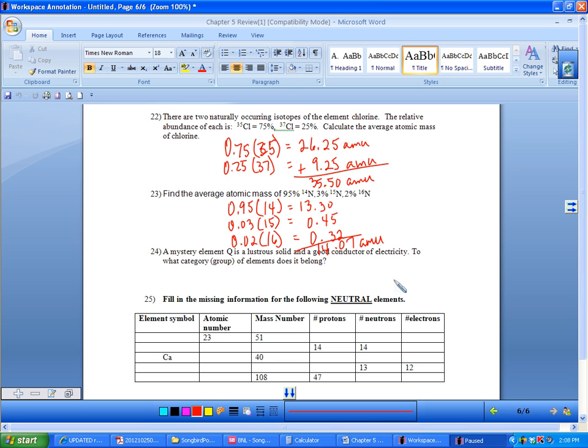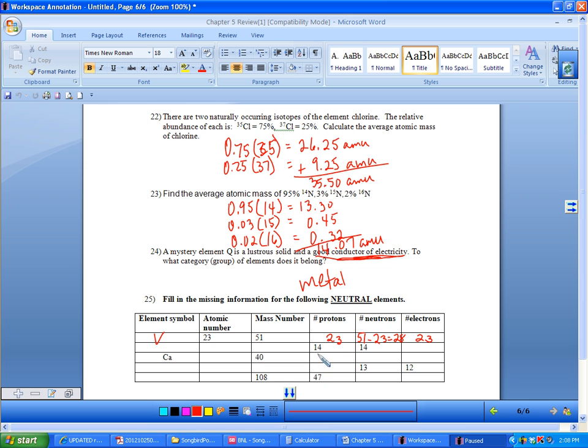All right, now it says a mystery element Q is a lustrous solid and a good conductor of electricity. Big, big clue. That's going to be a metal because it conducts electricity. Okay, number 25, I went down and I said, well, this is vanadium. Symbol is V. How do I know? I looked up atomic number 23. My number of protons is 23. My number of electrons is 23. My neutrons are going to be 51 minus 23, which I think is 28, if I can do math still.